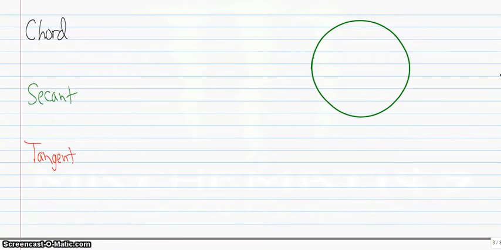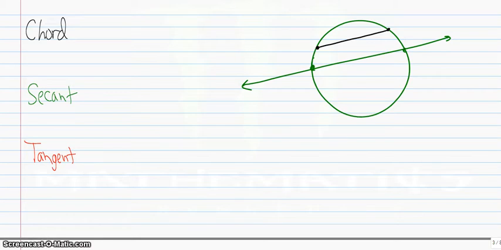Now, some other segments that you probably haven't heard of before. First of all, the chord. A chord is a segment that has both endpoints on the circle. So there is a chord, and if you go with that definition, that means a diameter would be considered a chord as well. Secant. A secant is a segment, line, or ray that intersects a circle in 2 points. So this green line would be considered a secant.